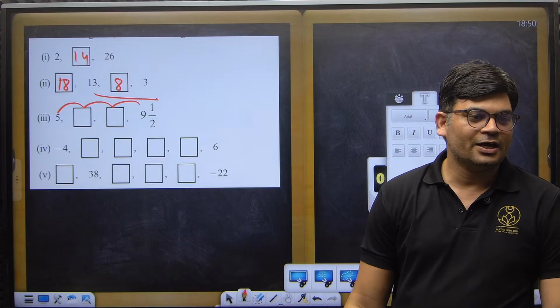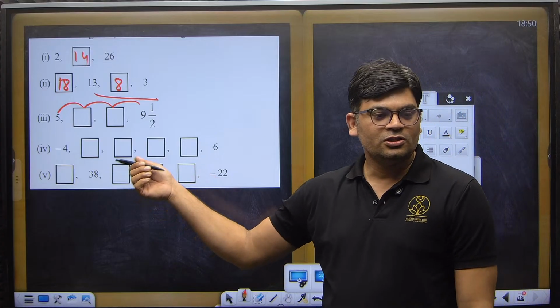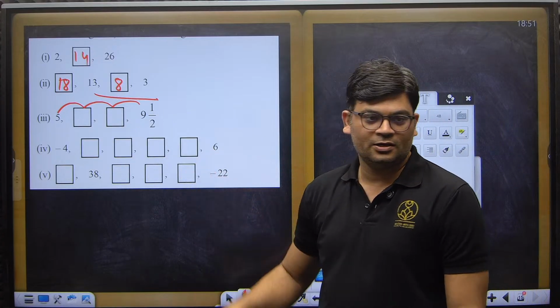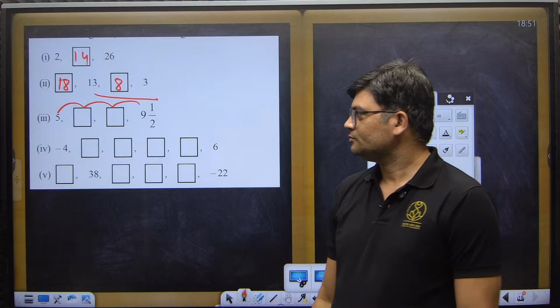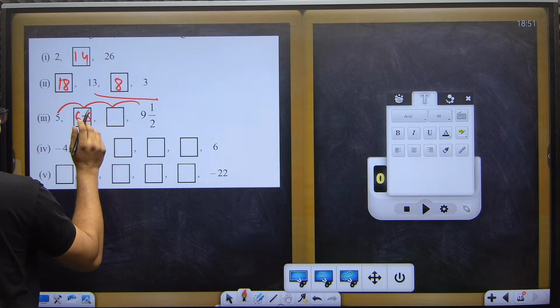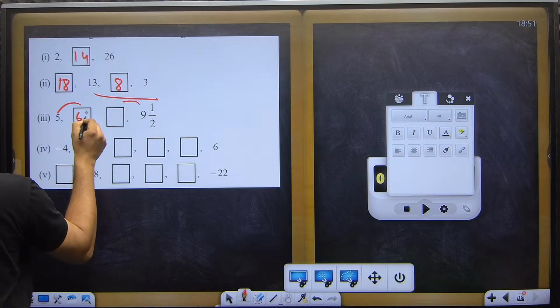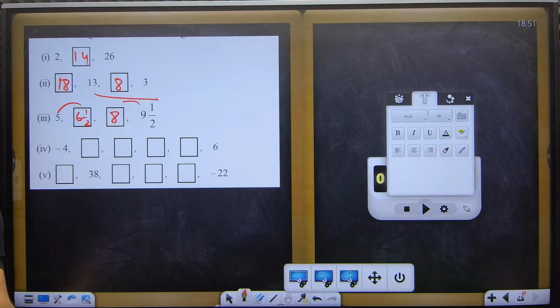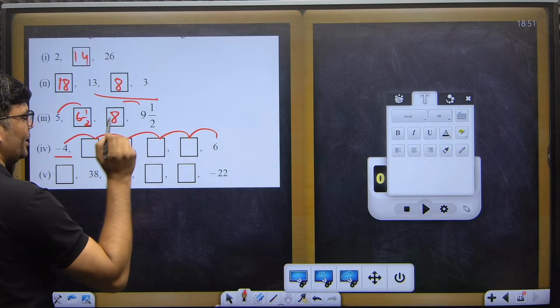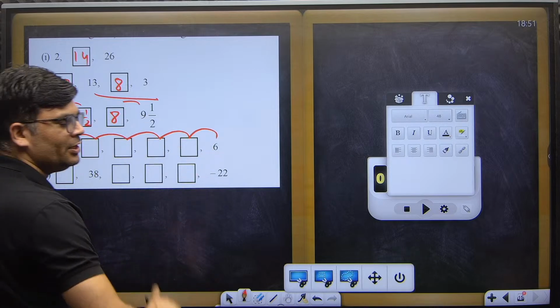15 times 3 is 45. So in 3 jumps, 1, 2, 3: 6 1 by 2 and 8. So it will be 6.5 and 8. So 6 1 by 2 and 8. Very good. Okay, fine, for this: 1, 2, 3, 4, 5. In 5 jumps you are going how much? Tell me.